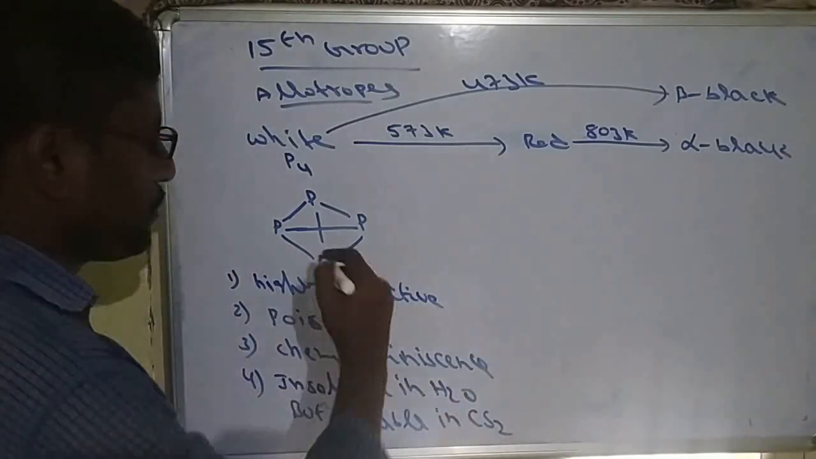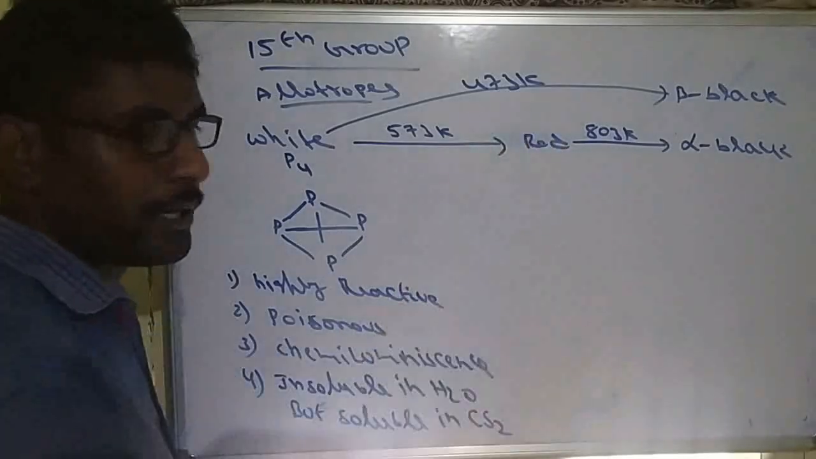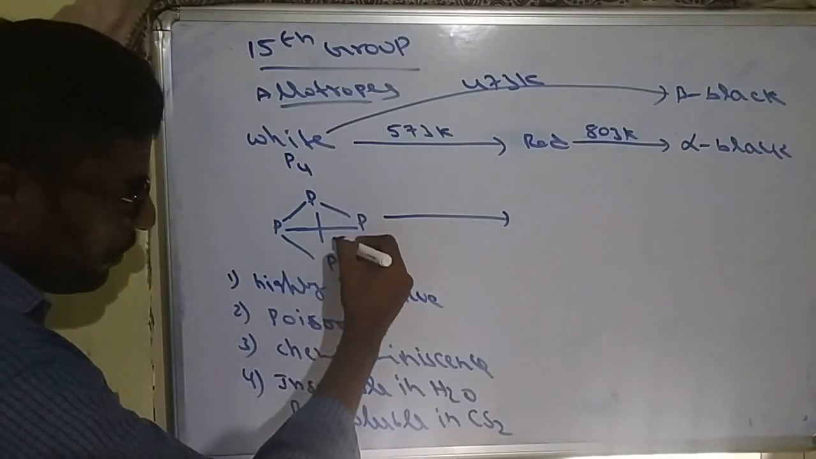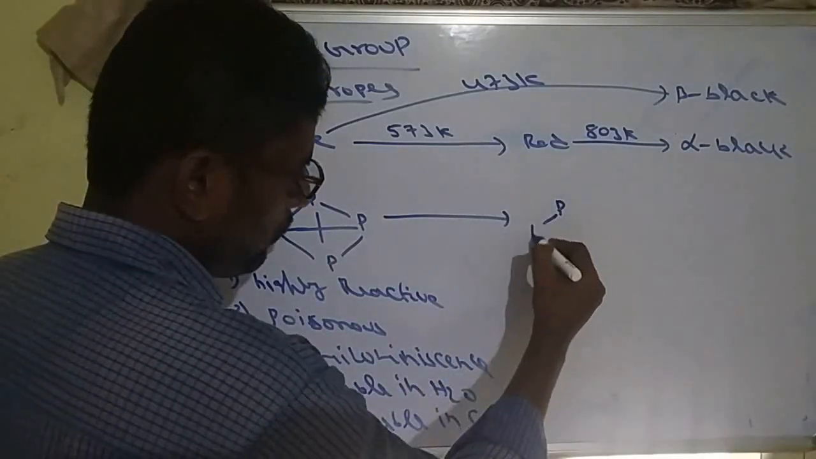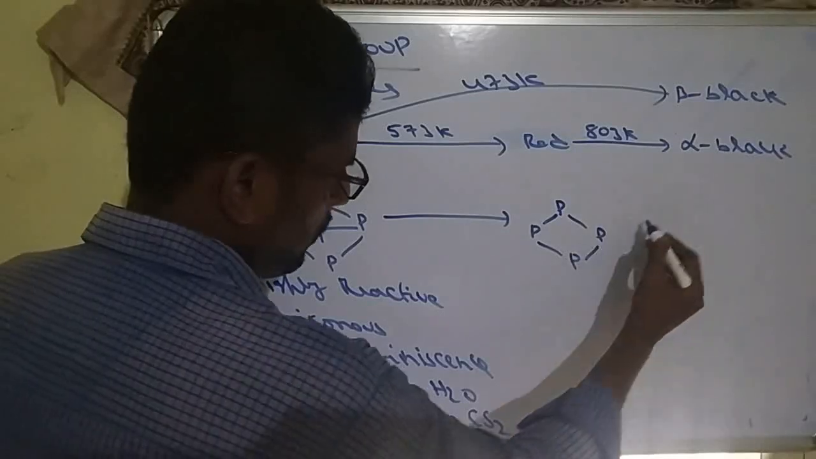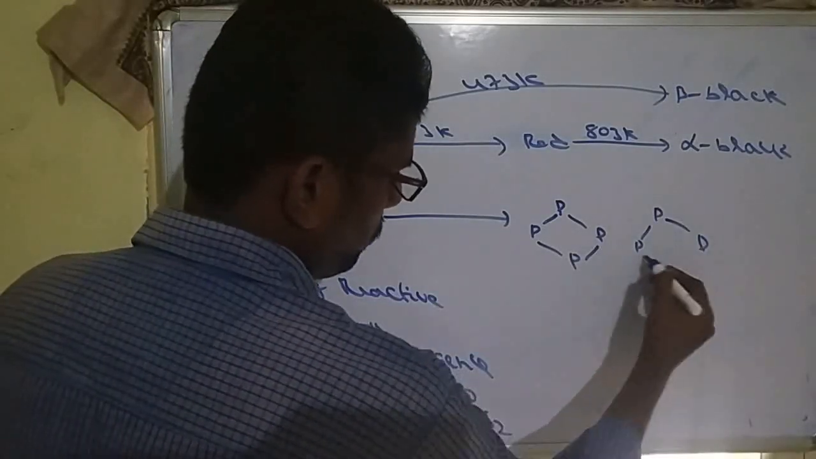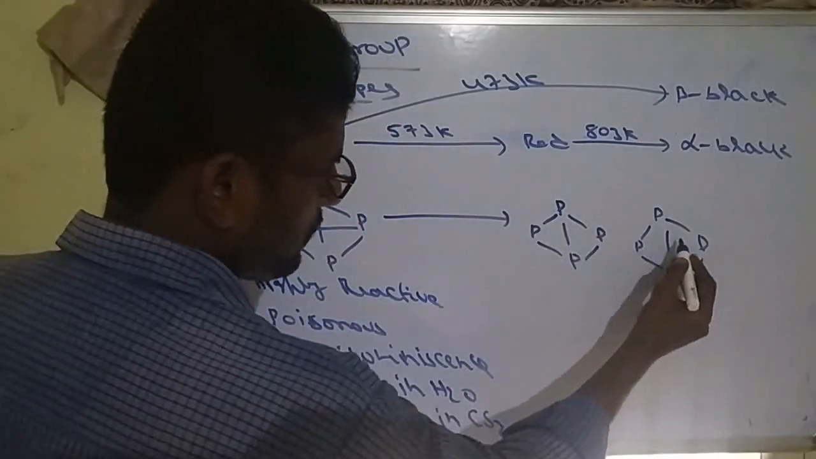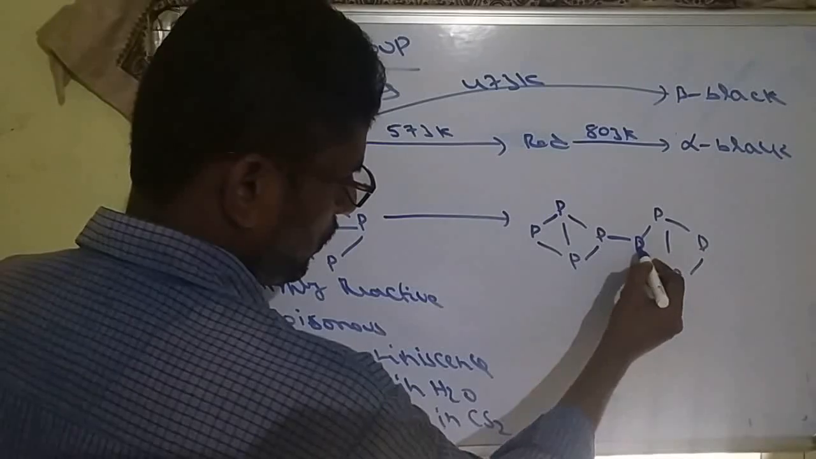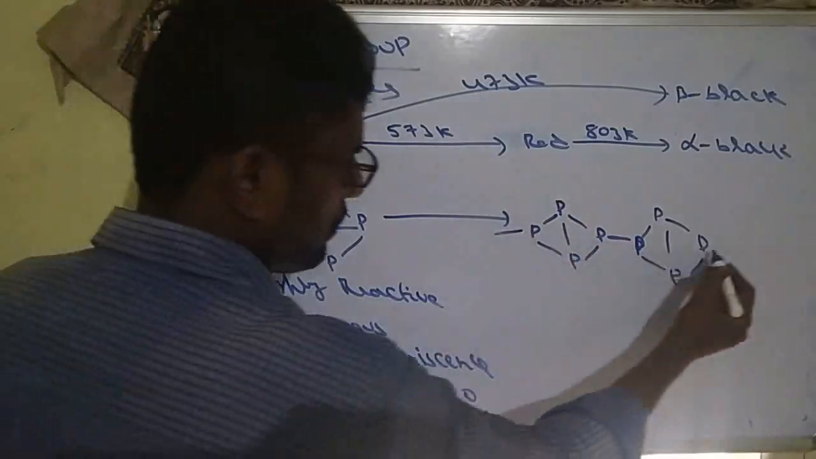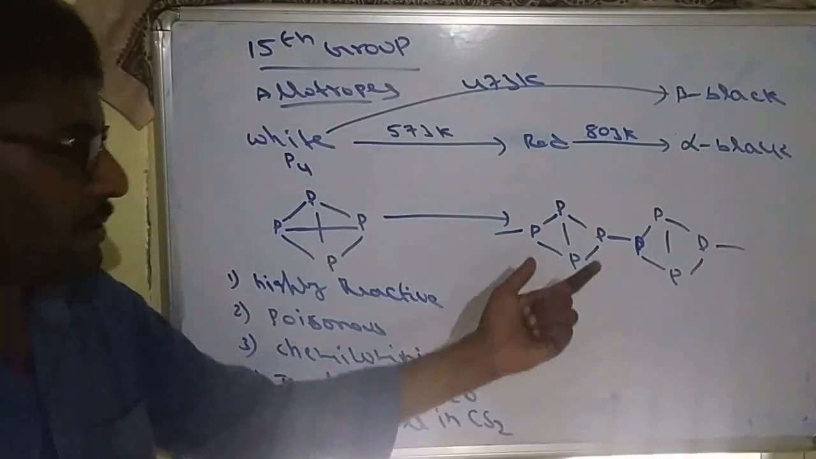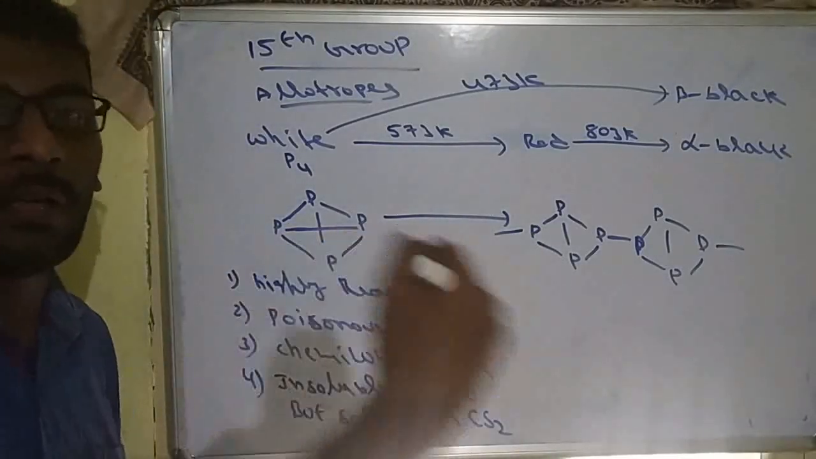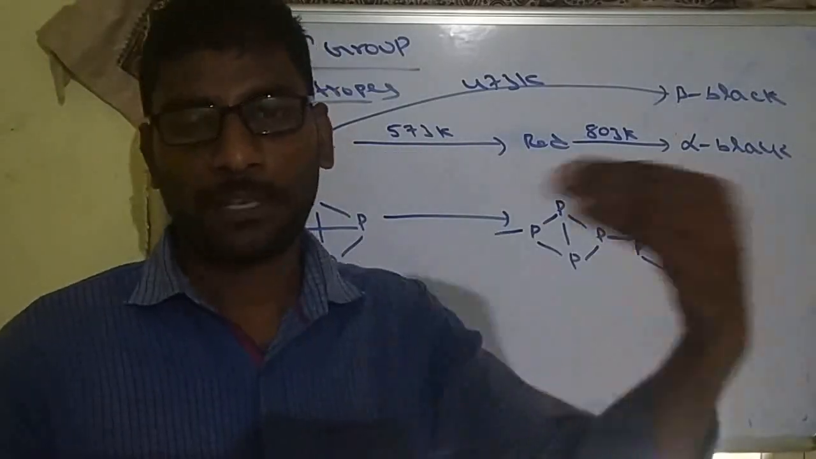If we heat white phosphorus, we get red phosphorus. On heating at this temperature, this bond will break. When the bond is broken, it will form a linear chain structure like this. Here this bond is broken, this bond is broken, so between these 2, formation of a bond will be possible. Like this, a linear polymer will form. So this is red phosphorus. In red phosphorus, the bond angle will be more, repulsions will be less, and stability is high.